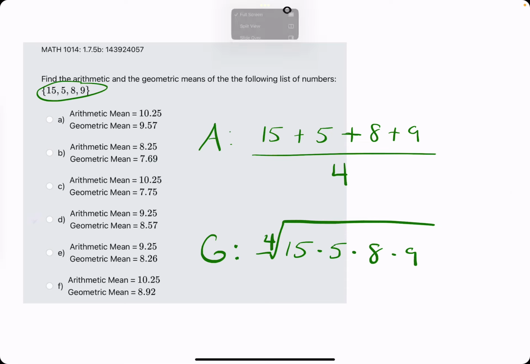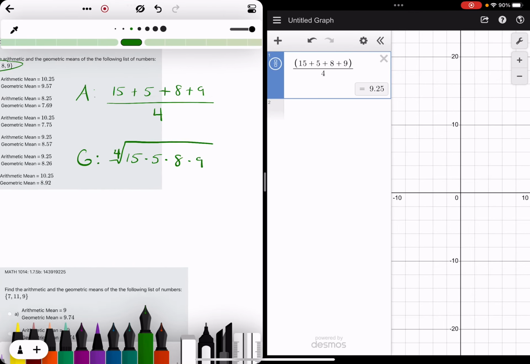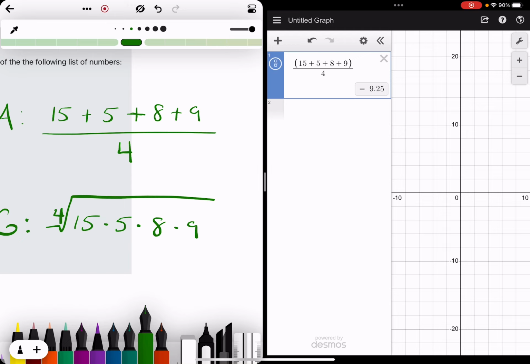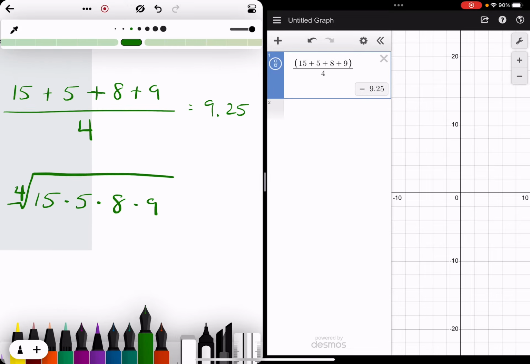So let's break out Desmos. Desmos is a very useful tool. If you can use Desmos, I recommend it. Here we're going to calculate the arithmetic mean, which I've already done for us. Up top here we get 9.25. And I'll demonstrate how to find the 4th root of all this mess here.